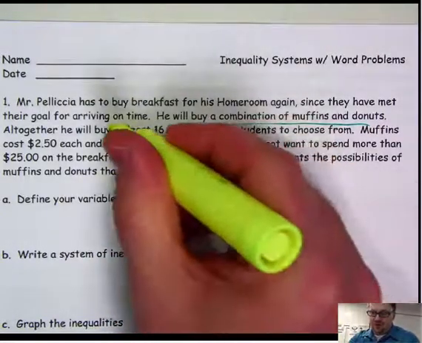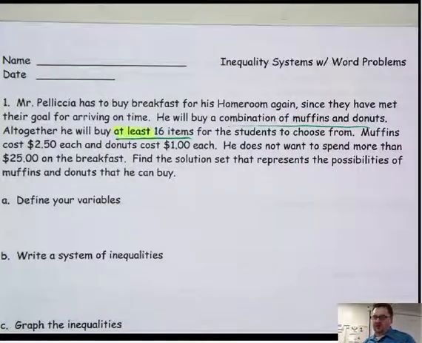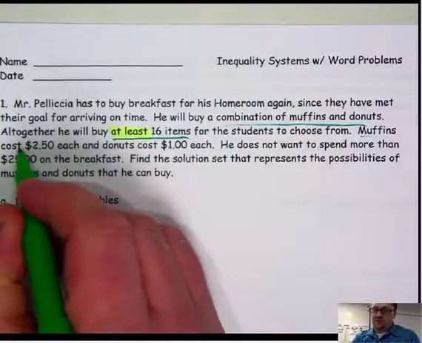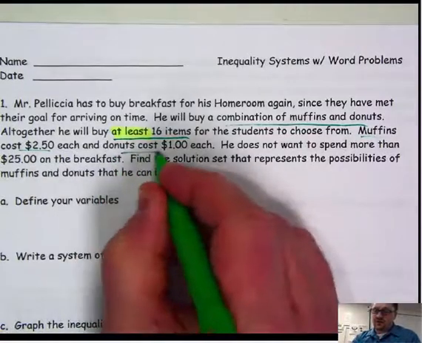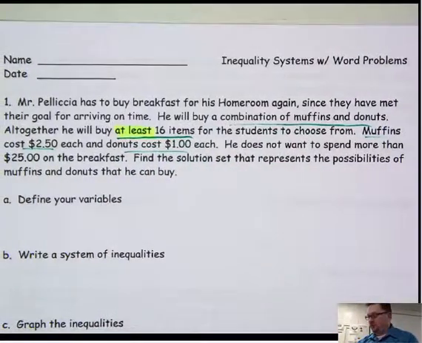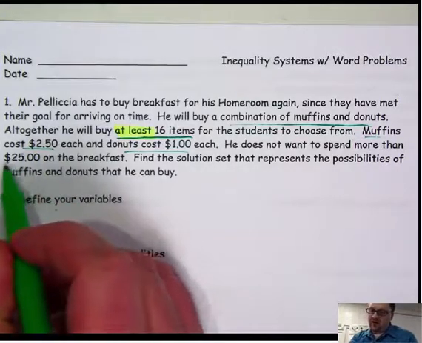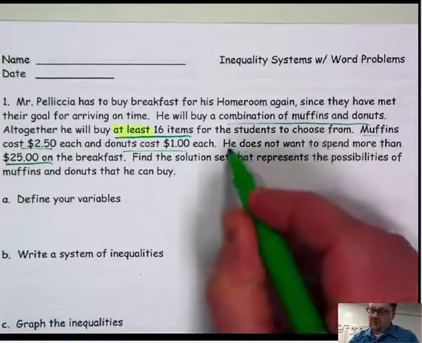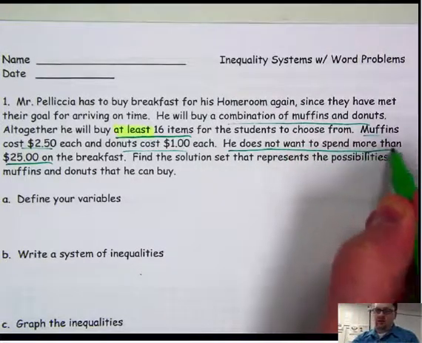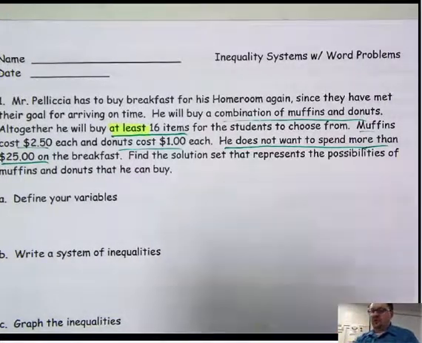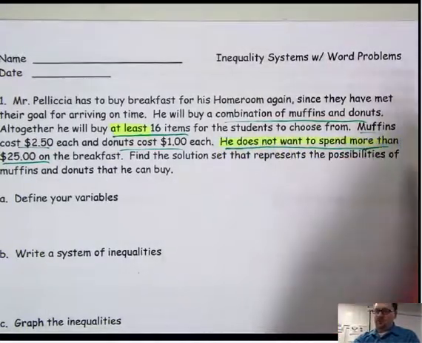That is going to be one of the key things that we have to pay attention to for the students to choose from. Muffins cost $2.50 each, and donuts cost $1 each. He does not want to spend more than $25 on breakfast. And again, he does not want to spend more than. So consider what that means in terms of an inequality.